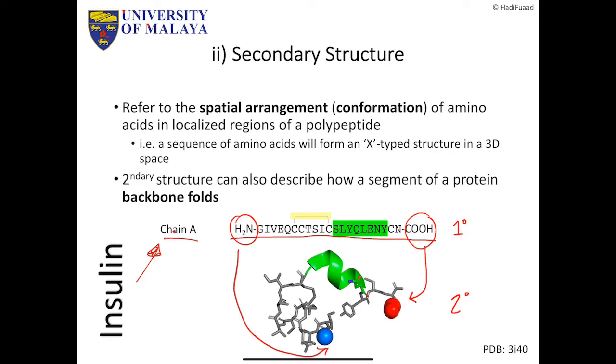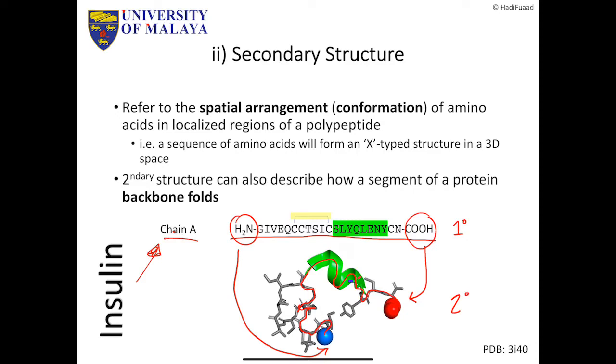Like a straight chain polymer, for example. But in reality, the structure actually folds in a certain way. So if you follow the backbone like this, you can actually see it's this one over here that goes up here like this until the N-terminal. So you can actually see the backbone folds in a certain way.